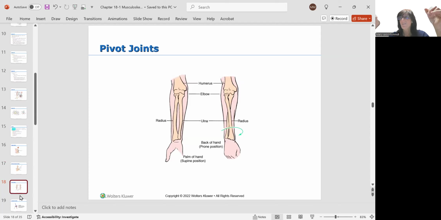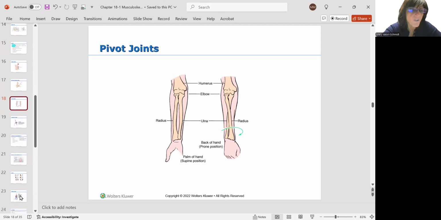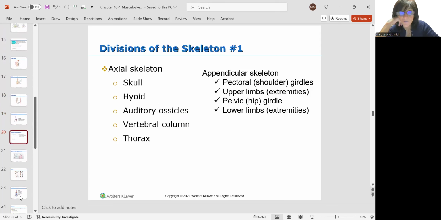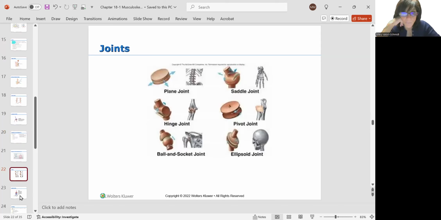You have pivot joints. When you look at your upper arms, and I'm going to try to get this in the camera, look at your upper arms or your hand. There we go. Okay. See how it can turn, right? Supination. Okay. So that's the pivot joint. We also have next condyloid joints. And I think there's a picture of condyle. Did I not put one in?